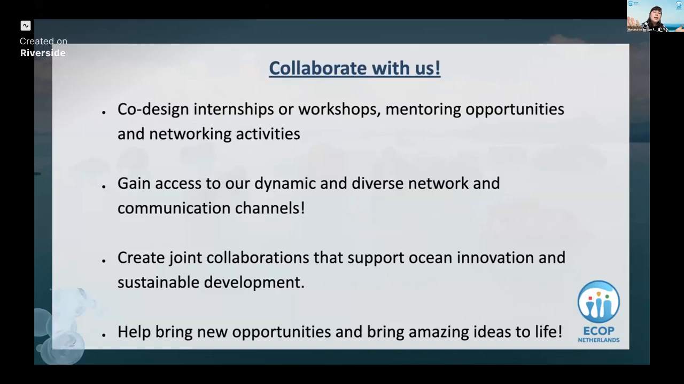And why would it be nice if you want to collaborate with us? We can co-design internships or workshops, mentoring opportunities or networking. We have a very diverse network, as you can see, and really successful communication channels. So access to that is always great. And of course, we want to support our members to create ocean innovation and help bring the ideas of our members to life.